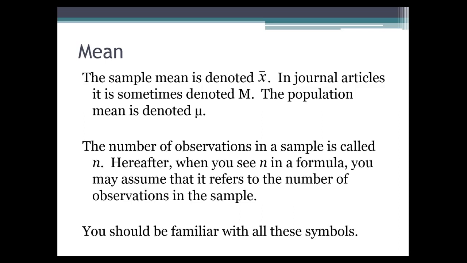One more piece of notation, and that's the sample size. Lowercase n is the number of observations in a sample. So at this point, you've got three symbols you need to know: X bar, mu, and n.